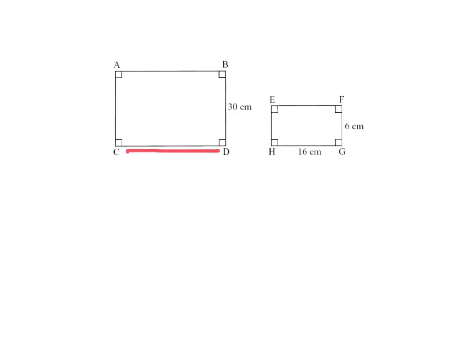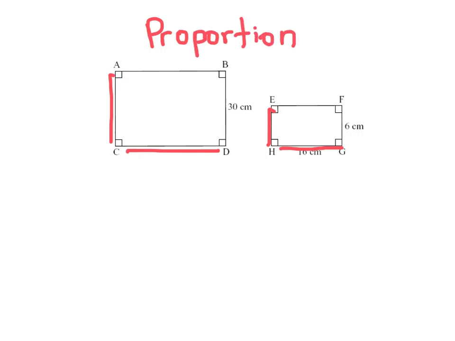CD is a slope of 0, so does HG. AC is an undefined slope, so does EH. Okay, so slopes and angles are the same, but what has changed are the lengths of the sides. And similar figures are what we say proportional. So when you have similar figures, you can use a proportion to find the lengths of the missing sides.